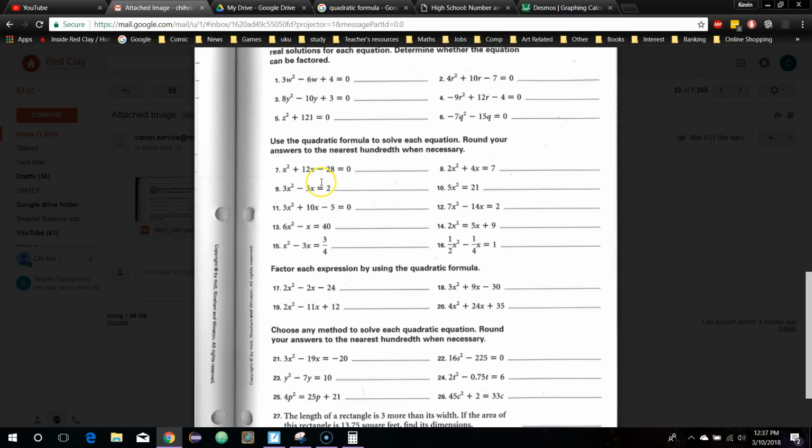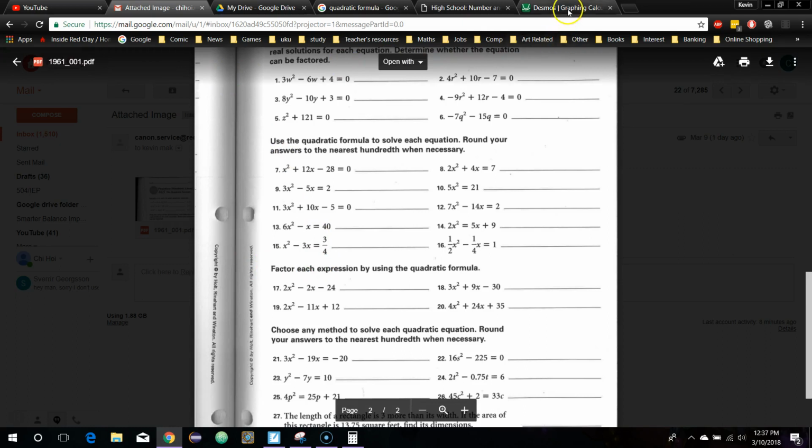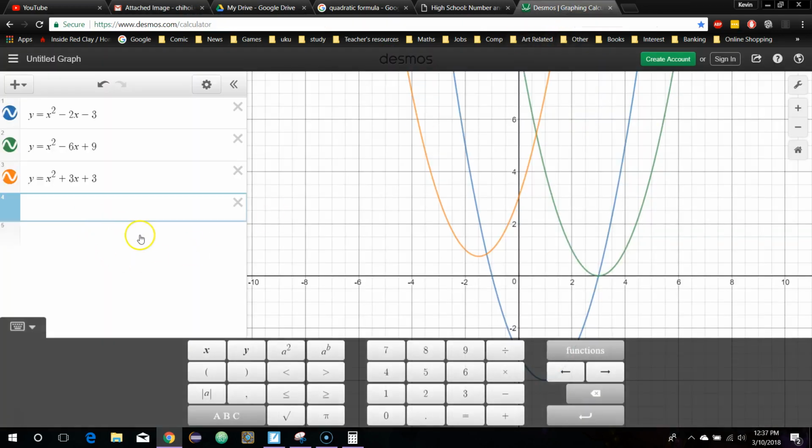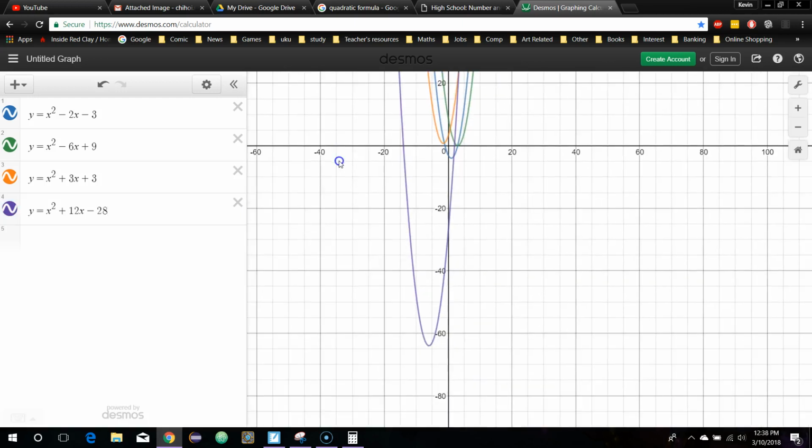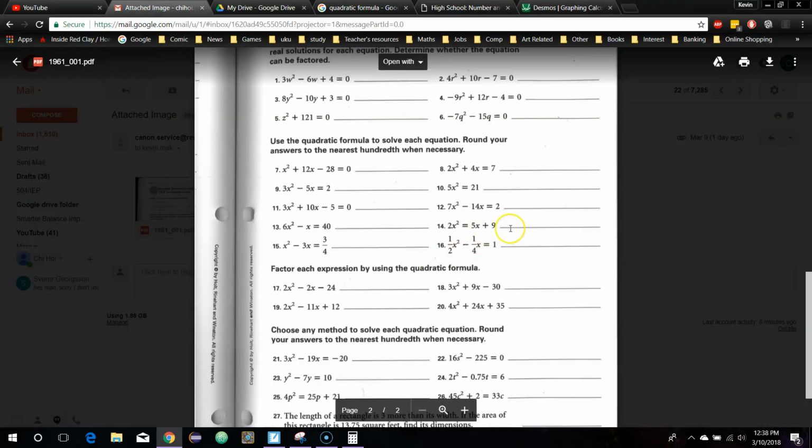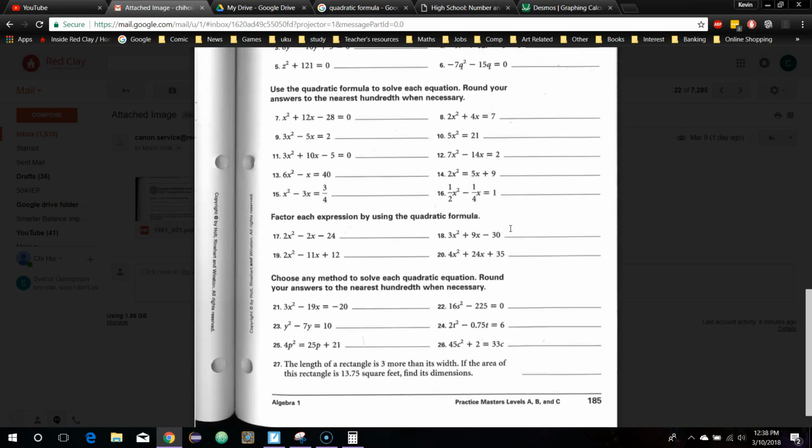Let's do this x squared plus 12x minus 28. So y is equal to x squared plus 12x minus 28. That's going to be my purple one. I am zooming out, and you can see that again, it's going to happen like that. Let's see if I can pick another one, and hopefully I can demonstrate another scenario.